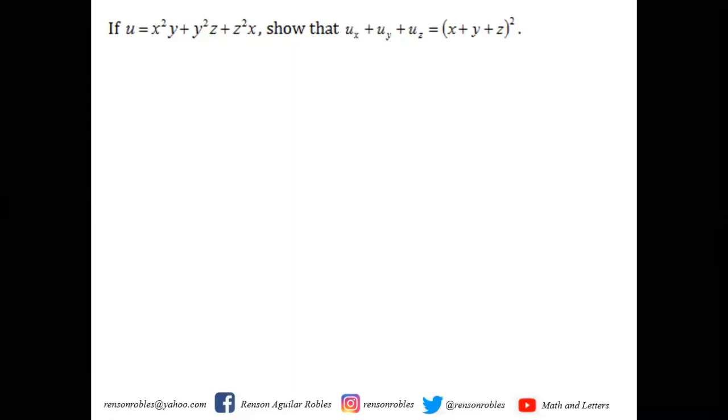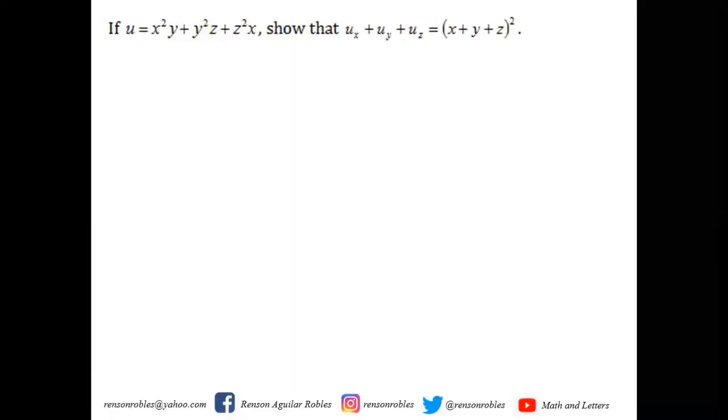Okay, so let's have some example. If u equals x squared y plus y squared z plus z squared x, show that u sub x plus u sub y plus u sub z equals the quantity x plus y plus z. Okay, so we have u is equal to x squared y plus y squared z plus z squared x. And then to look for u sub x, we only look for the terms containing x, so the first term and the last term.